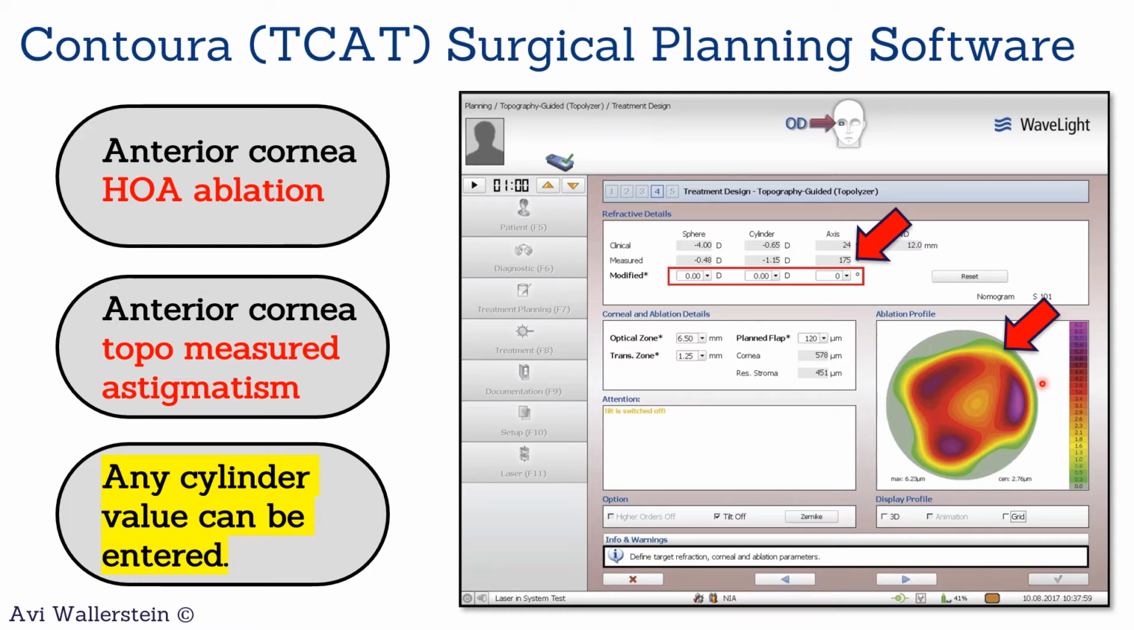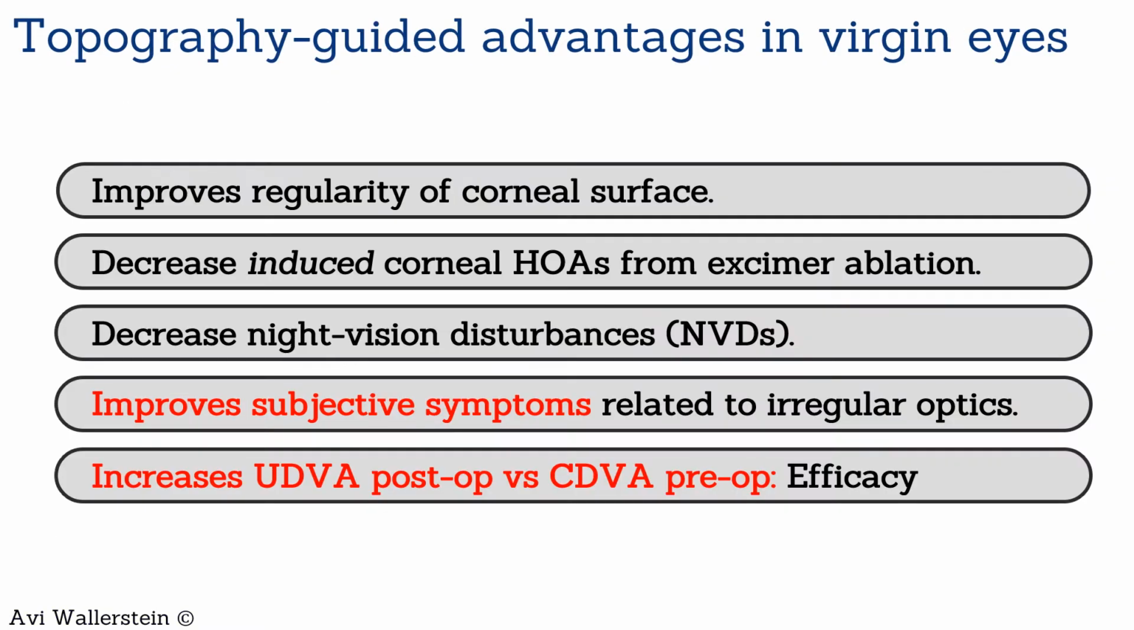This corneal HOA ablation treatment graphically represents the shapes, locations, and depths of the excimer laser tissue removal patterns that are delivered onto the cornea to correct the anterior corneal surface HOA. Topo-guided has advantages in virgin eyes, and not only with therapeutic cases where irregular corneas are fixed. It has been shown to be quite effective at improving subjective symptoms related to irregular corneal optics and increasing UDVA post-op.